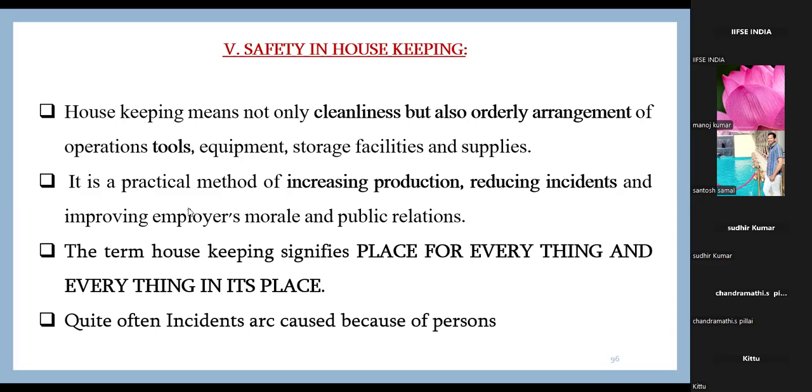The term housekeeping means a place for everything, everything in a place. Now for 3 marks, if you get what is housekeeping or why housekeeping is important, then you can write the first 3 points. Out of these, this term, a place for everything, everything in a place, is a short definition of housekeeping.